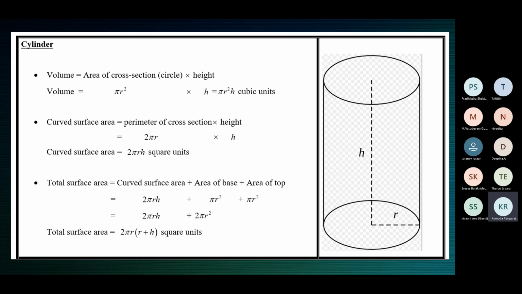You know the cylinder is made up of one curved portion and two circles, one on the top and one at the bottom, if it's a closed cylinder. Now a tumbler is an example of an open cylinder. A cylindrical glass tumbler.